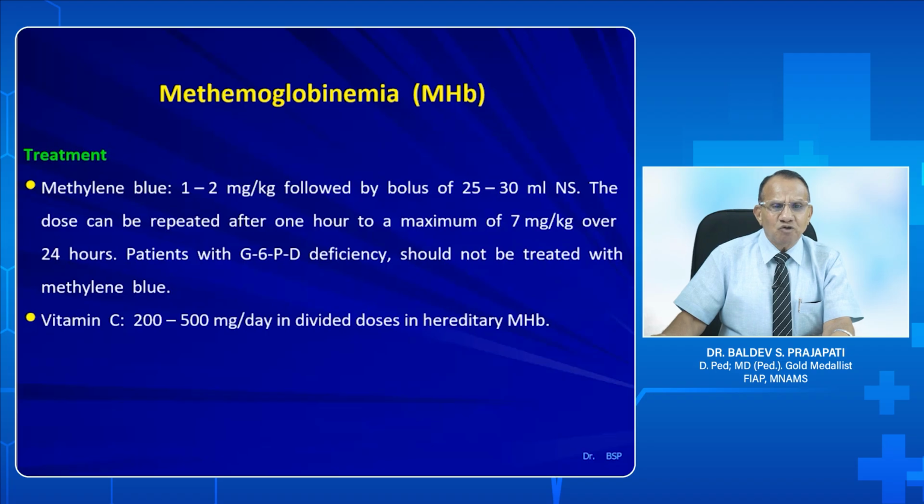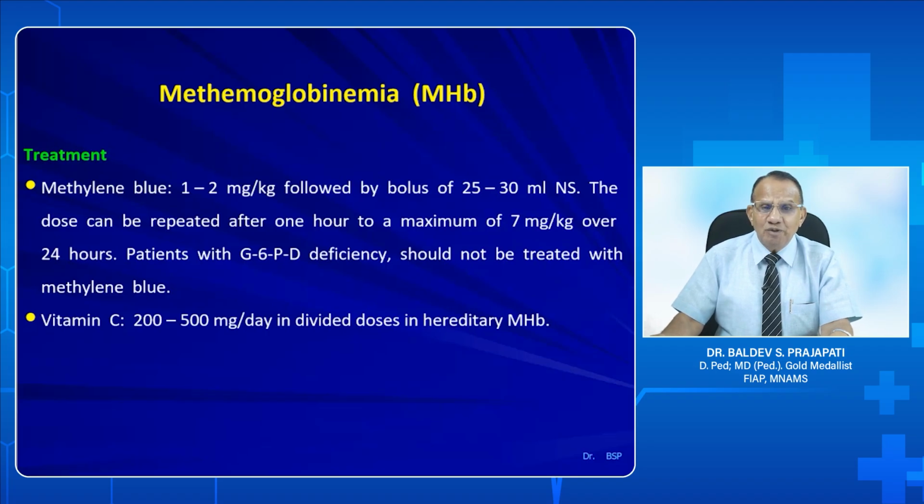And friends, from the treatment point of view, it is quite rewarding: methylene blue 1 to 2 milligram per kg, followed by a bolus of 25 to 30 ml of normal saline. It should be given very slowly. The dose, if required, can be repeated after 1 hour to a maximum of 7 milligram per kg over 24 hours. Patients with G6PD deficiency should not be treated with methylene blue. Very important message for the practitioners. In chronic methemoglobinemia, the hereditary variety, vitamin C can be used in the dose of 200 to 500 milligram per day in divided doses and may be rewarding.